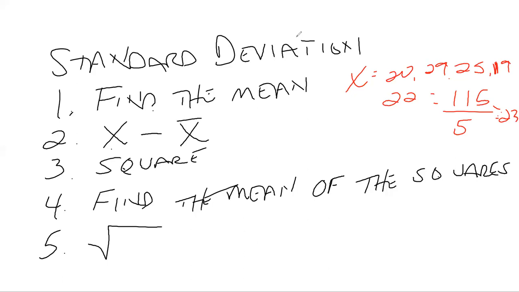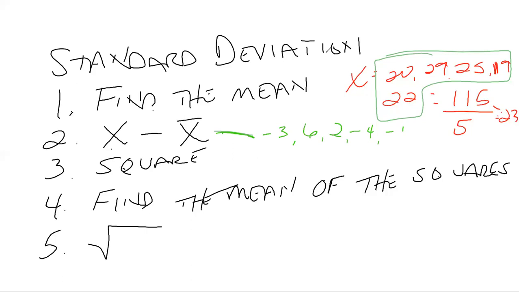Now, step two is I take that 23 and subtract it from each of the numbers in my list. For step two, I'll use a different color that you can hopefully see a little better. I'm going to do 20 minus 23, 29 minus 23, 25 minus 23, 19 minus 23, and 22 minus 23.